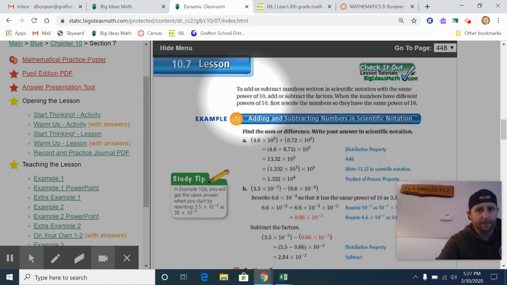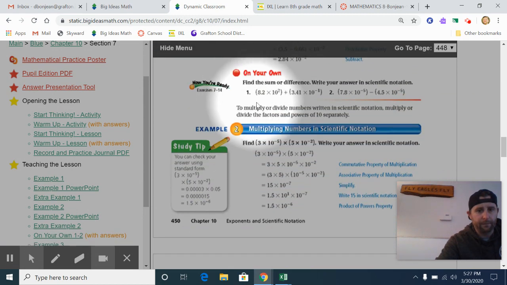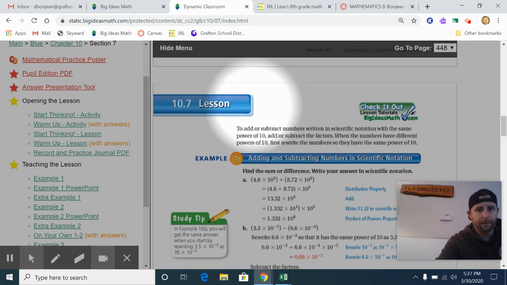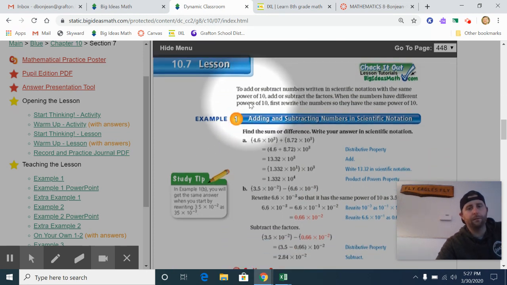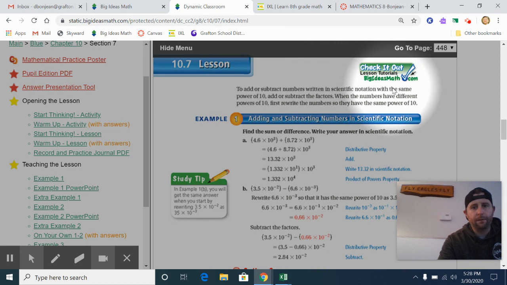Let's take a look at what this says right at the top of the lesson. The first thing it says, this is, by the way, on page 450 in your textbook. All right. The first thing that this says, it's really important. All right. In order to add or subtract numbers that are written in scientific notation with the same power of 10, we have to add or subtract the factors.